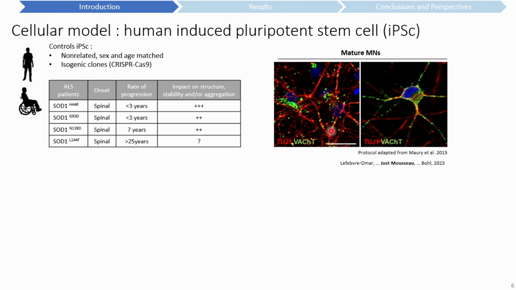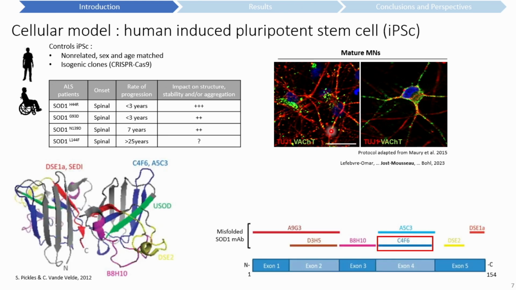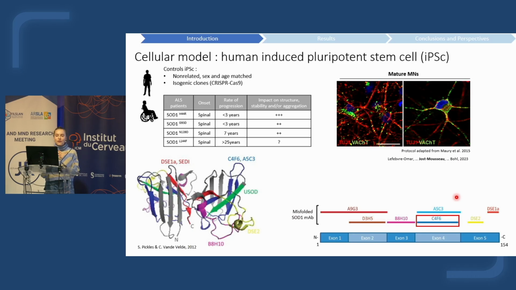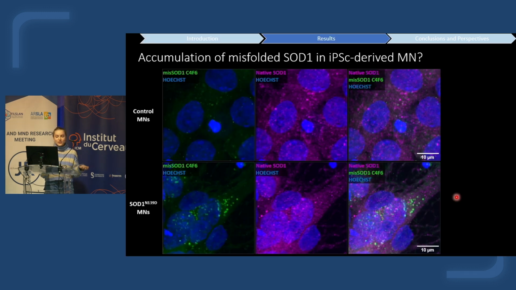And then to follow the propagation of SOD1 in those models, I'm using the C4F6 antibody. It's an antibody that has been developed in the lab of Jean-Pierre Julien. It's specific for the misfolded forms of SOD1, and it's been validated in several models. And so firstly, we wanted to know if in our motor neurons we can observe the inclusions that are found in the postmortem tissues of ALS patients.